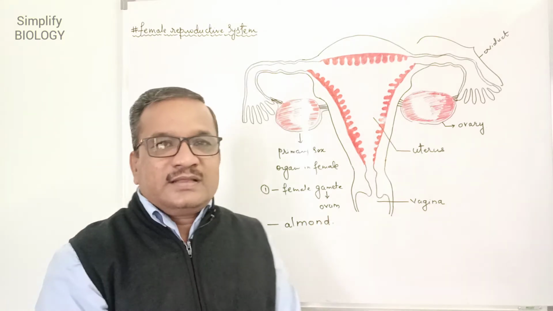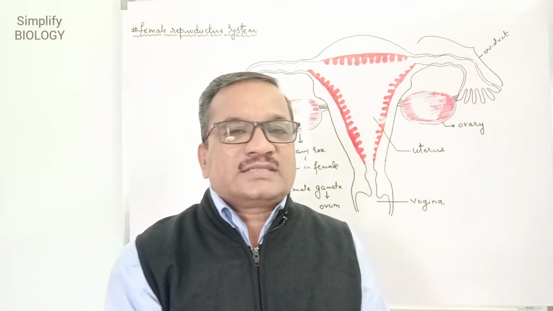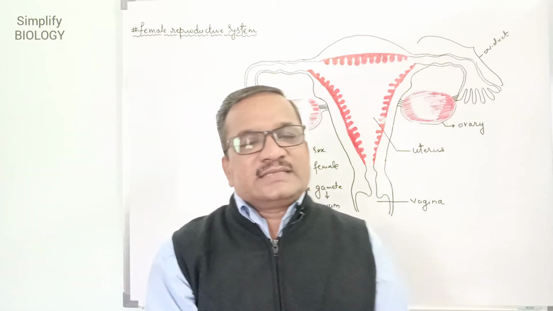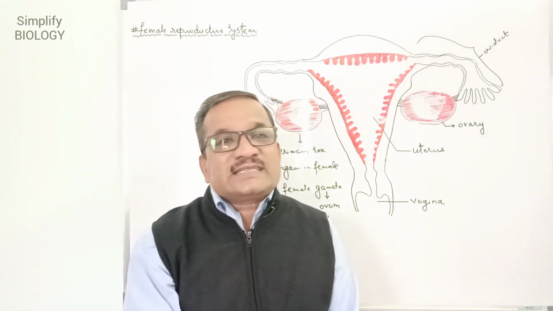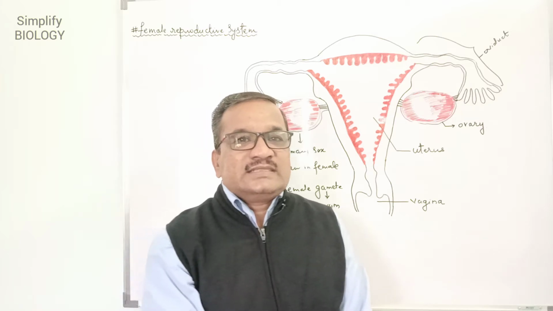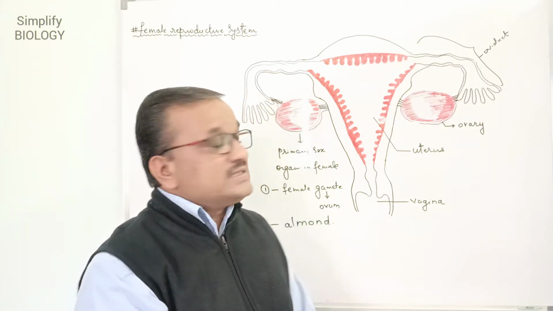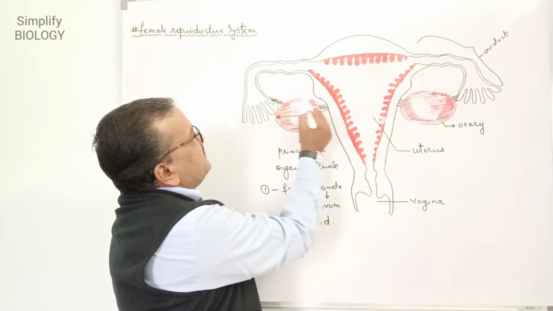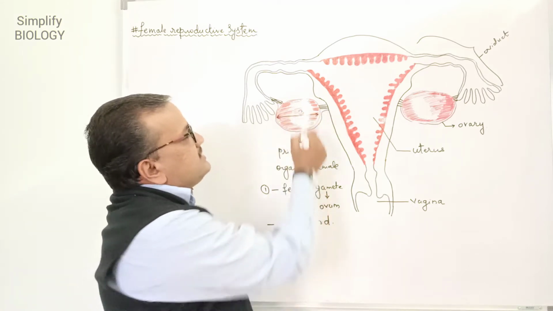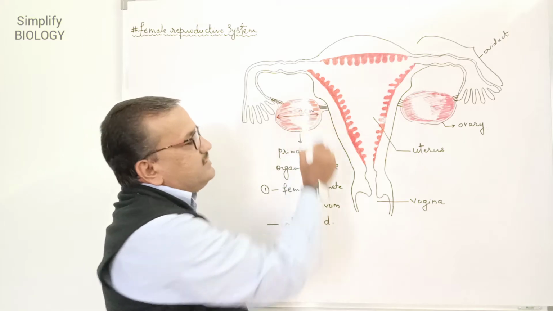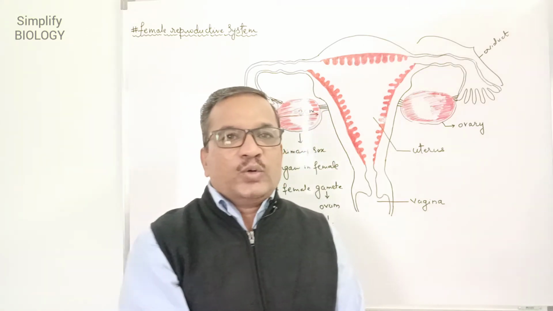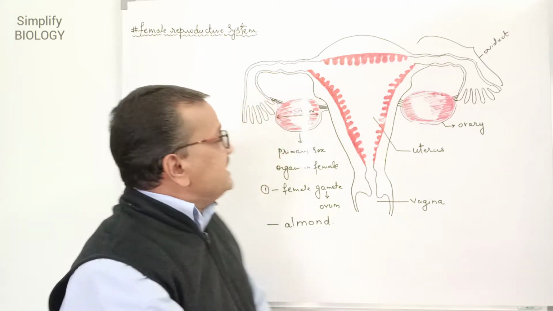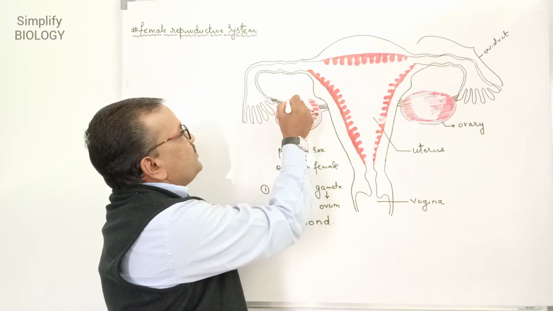Almond shape. Keep this in mind. Next is their size. If you see the size, the length of the ovary is 3 centimeters. So the length will be 3 centimeters, and the breadth will be 1.5 centimeters.